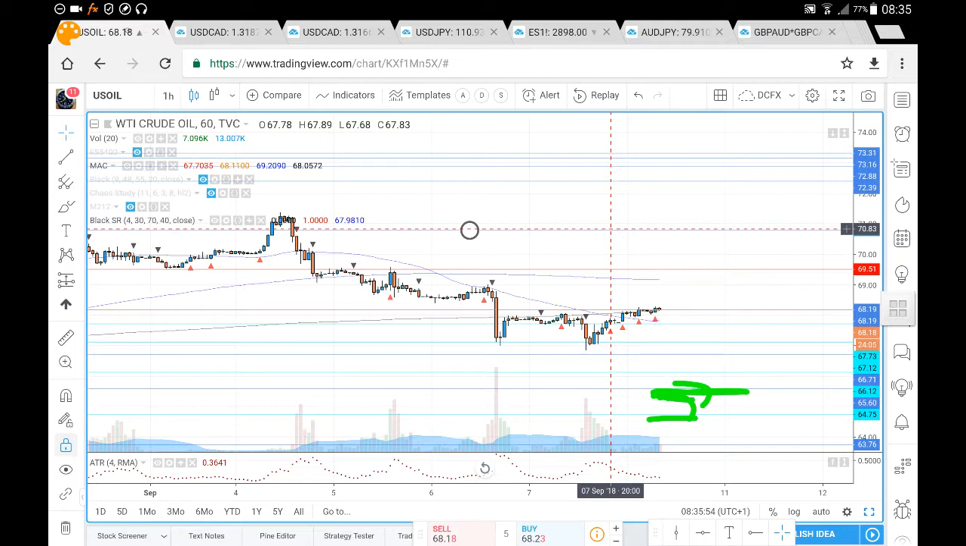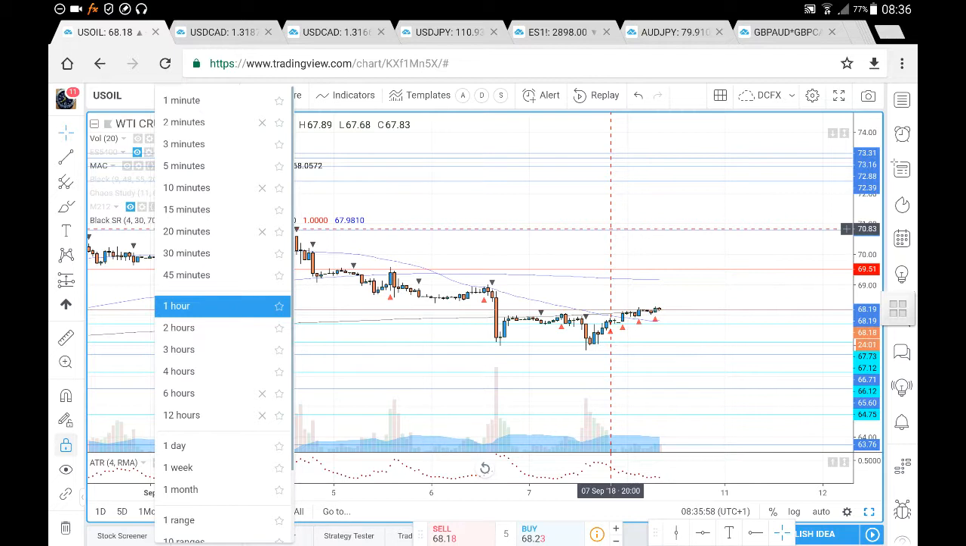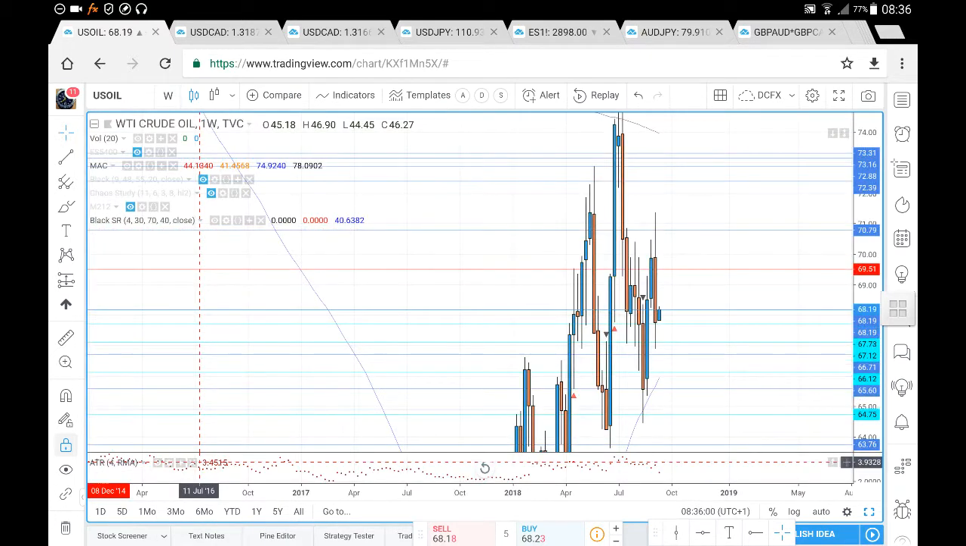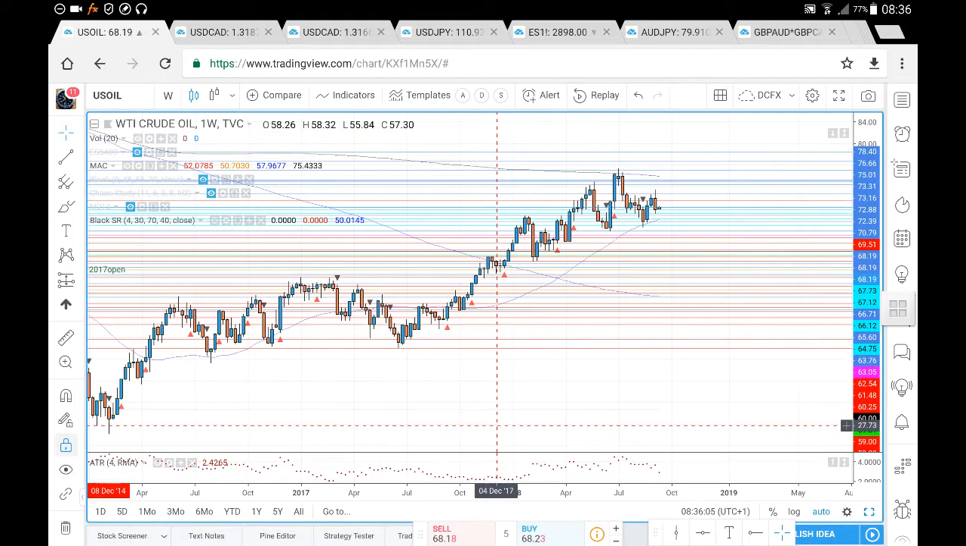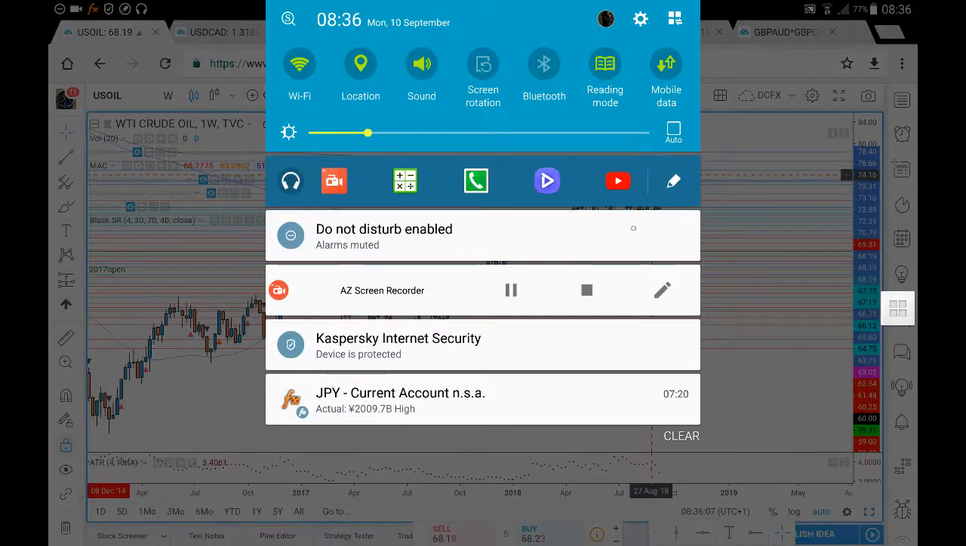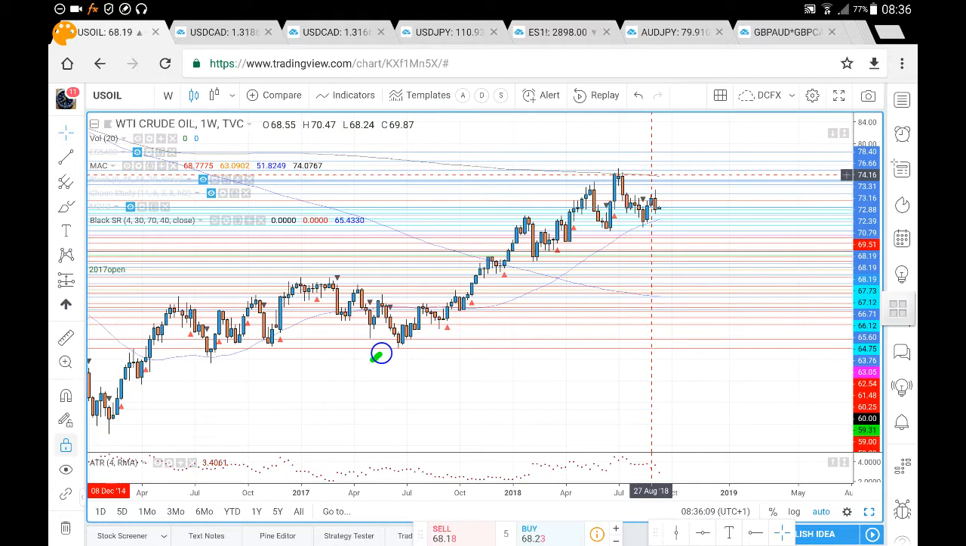What we'll do now is have a look at the weekly charts and see how prices are developing. So on this weekly chart of the US oil, we can see we're in this uptrend.